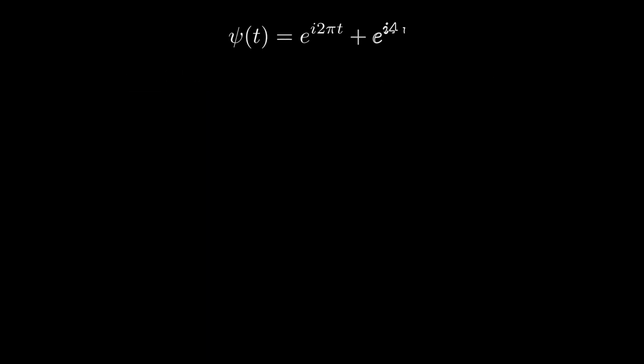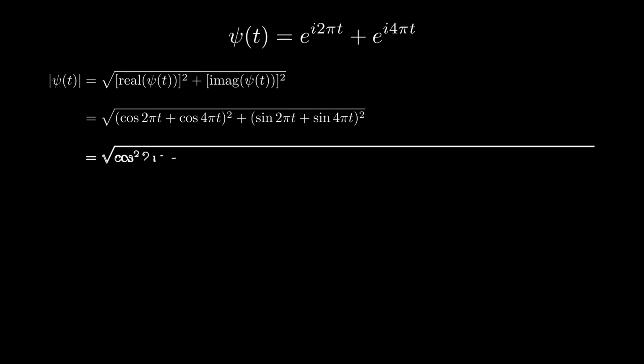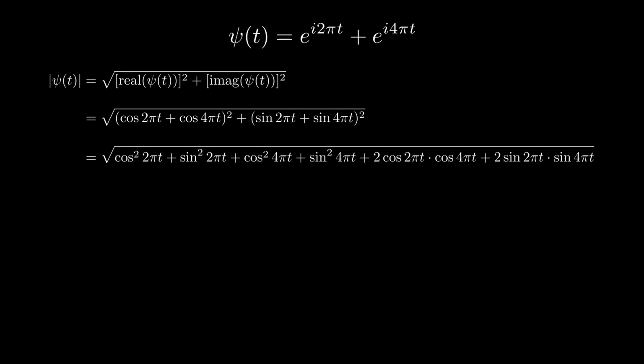Let's see if we can mathematically find this relation between amplitude and time. The math is slightly convoluted, but it simplifies well in the end. The modulus of psi is equal to the square root of its real part squared plus its imaginary part squared. You can use Euler's formula to get those as follows. Then we can expand the binomials. We notice here two Euler identity pairs, each simplifying to 1.